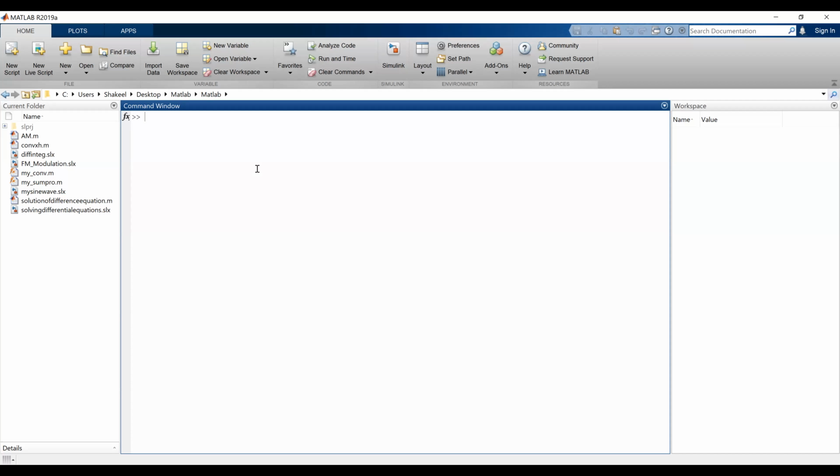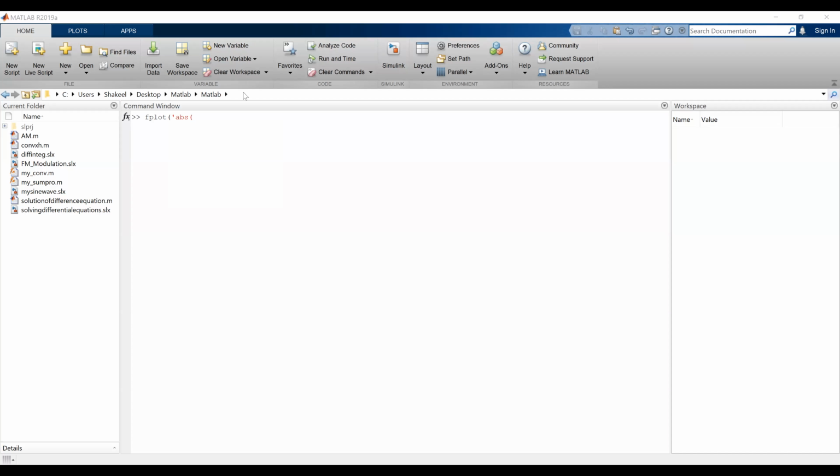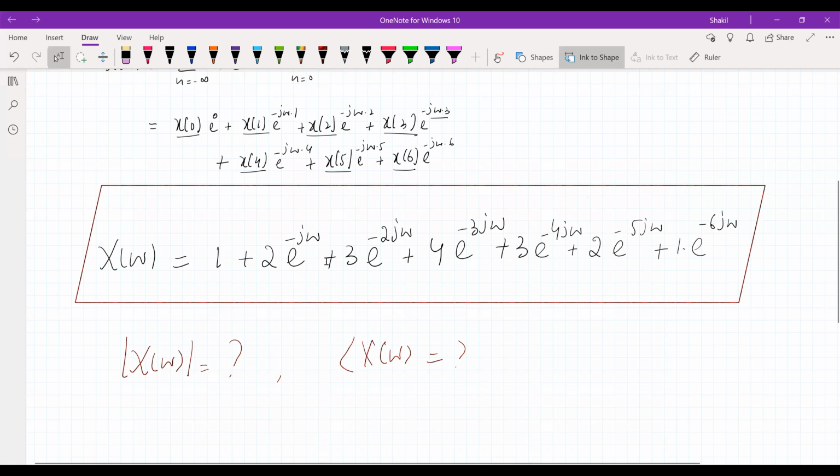Alright. So MATLAB has an inbuilt function to do this. That's called fplot. Fplot means frequency plot of this. Now we want the magnitude. Magnitude is denoted by abs, and we know the function is this. Please pay attention to this. The function is 1 plus 2 e to the power of minus j omega, 3 e to the power of minus 2j omega, and so on.